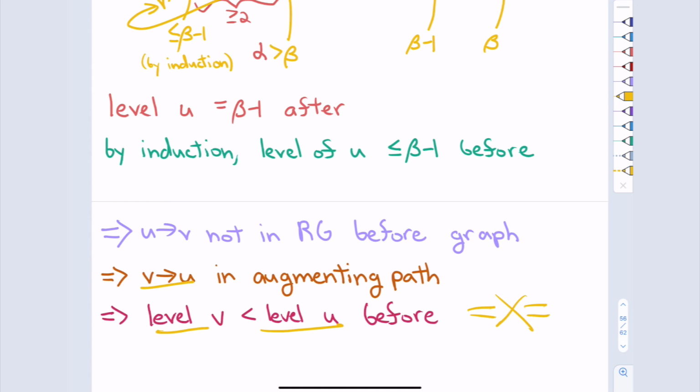Okay, all right, that's it. Next time we'll do applications of max flow, which is really fun.